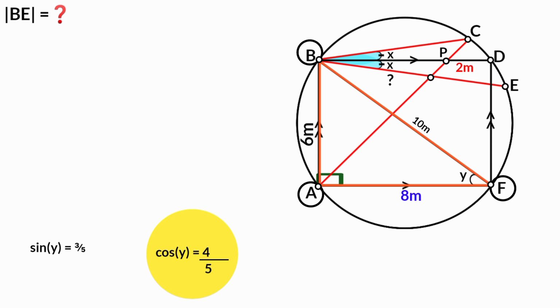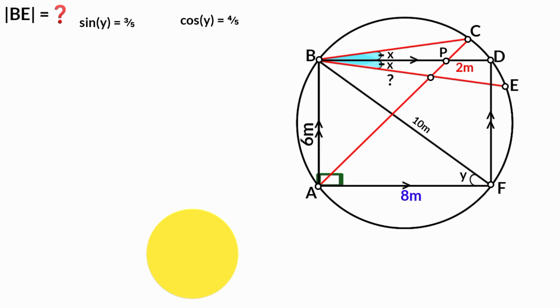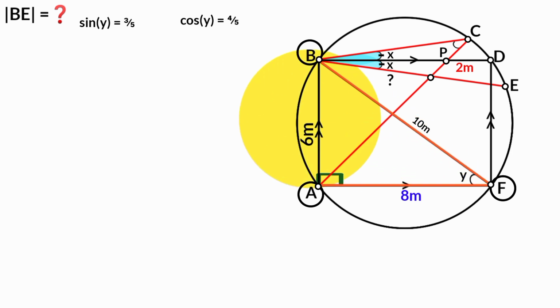So cos y equal to 4 over 5. We keep that aside for now. Now if you look at this angle y, it is subtended by this arc AB, and we can see this angle ACB is also subtended by arc AB. We know the angle subtended by an arc to any point on the circumference is the same. That is, this angle and this angle are congruent. So since this is y, this must also be y.